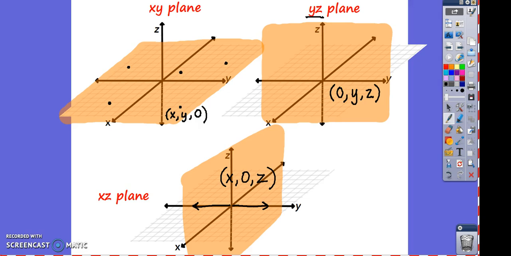I think that's enough for today. So that's the basics of 3D graphing.